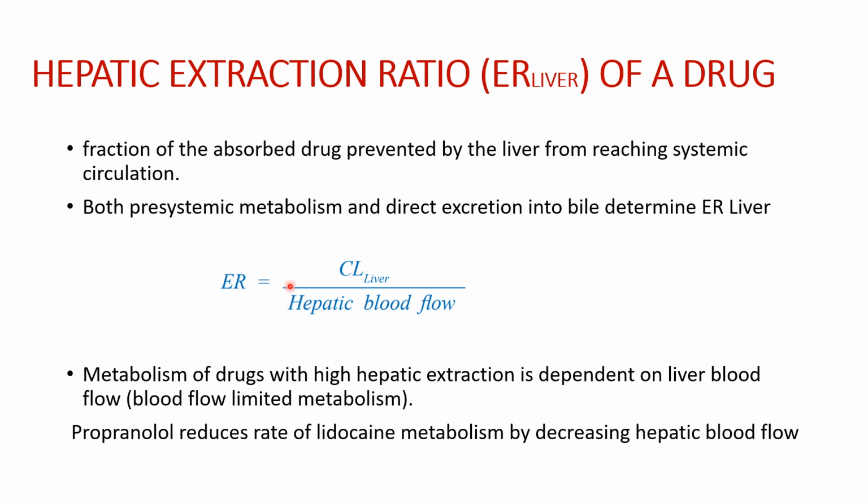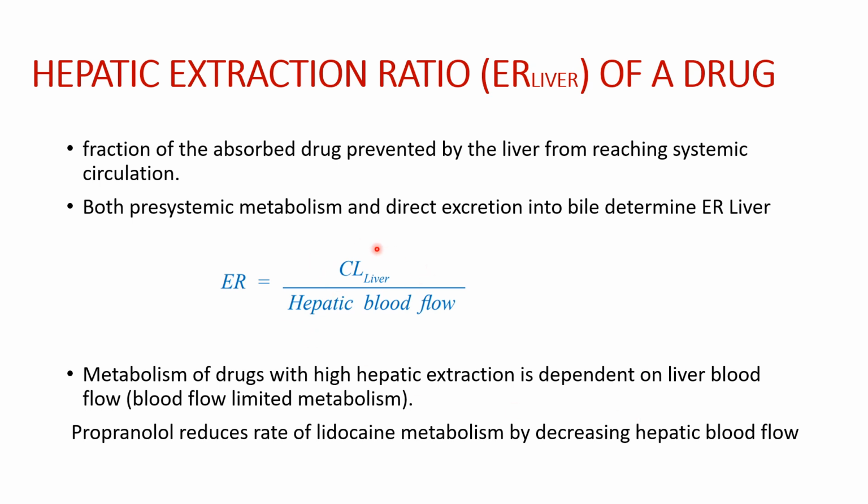Whenever a drug is presented to the liver, it actually depends on the hepatic blood flow. Hepatic blood flow determines the amount of drug which is presented to the liver for metabolism, and clearance of the drug by the liver is the actual metabolism, the intrinsic metabolism of the drug in the liver. So extraction ratio is clearance of the drug by the liver, or the intrinsic metabolism of the drug by the liver, divided by hepatic blood flow. Metabolism of drugs with high hepatic extraction is dependent on the liver blood flow.